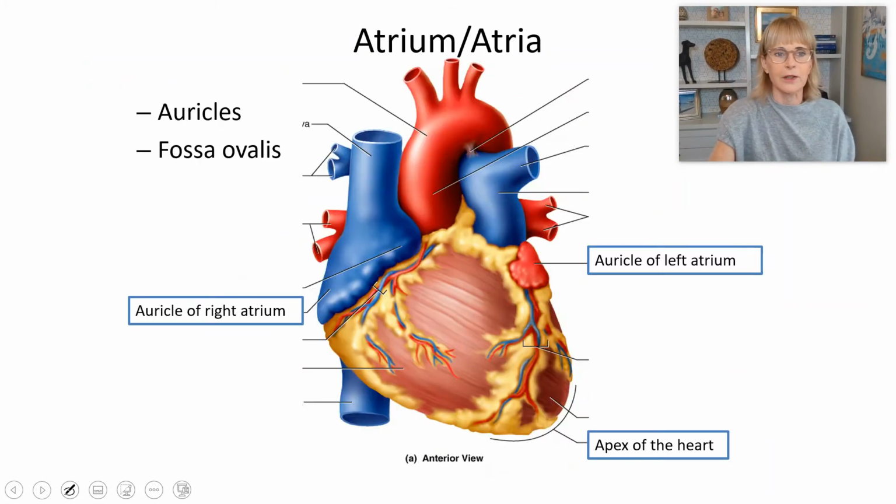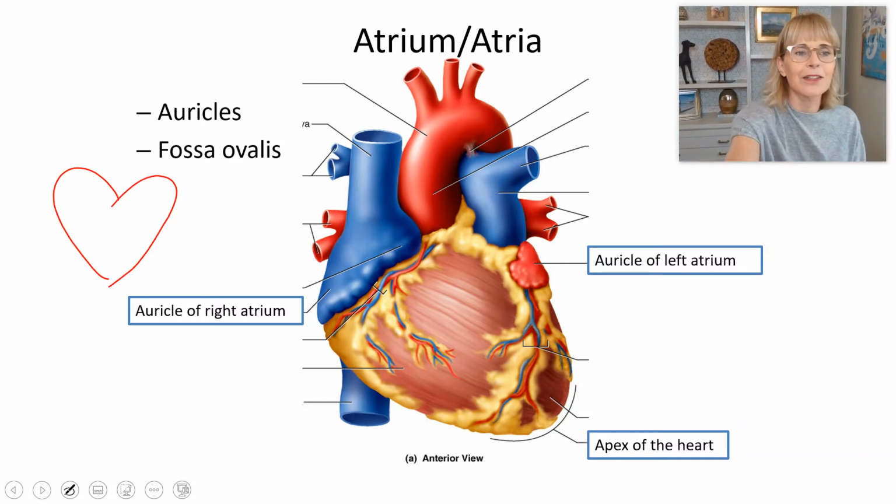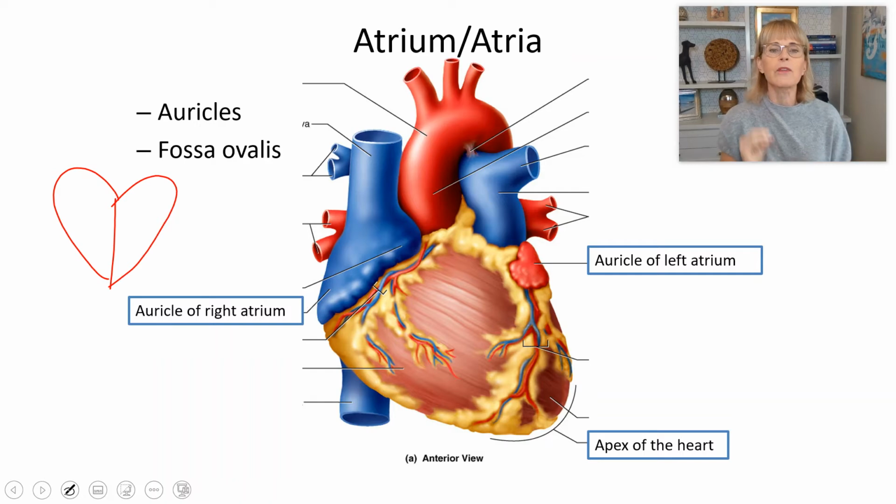Okay, let's go back a little bit. When we're looking at the outside, the heart is clearly not symmetrical like a Valentine heart. It does not look like that. As a matter of fact, it's not even as simple as some of the diagrams that are in your textbook. The right side of the heart, it is on the right side, but it's also on the front.